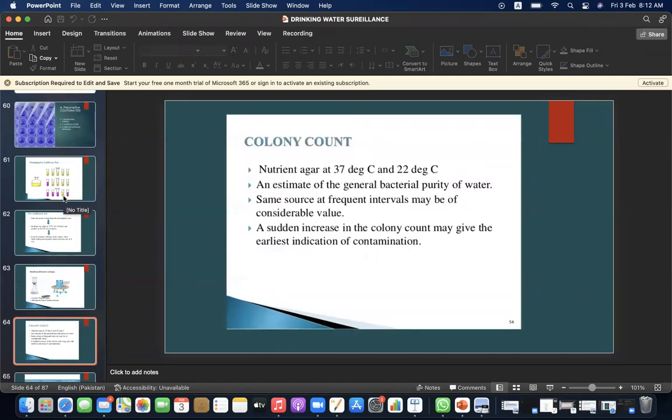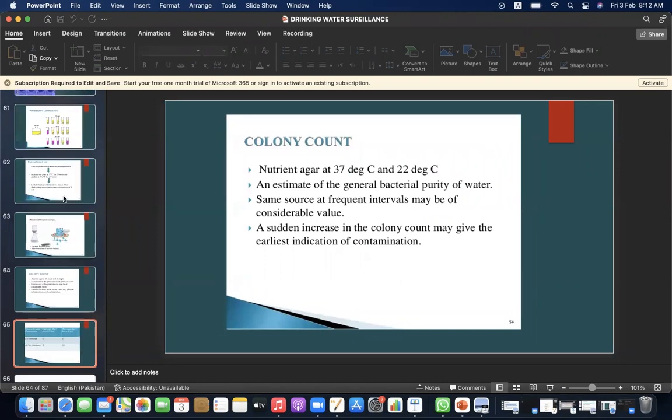Colony count: nutrient agar at 37 degrees centigrade and 22 degrees centigrade gives an estimate of the general bacterial purity of water. Samples from the same source at frequent intervals may be of considerable value. A sudden increase in the colony count may give the earliest indication of contamination.